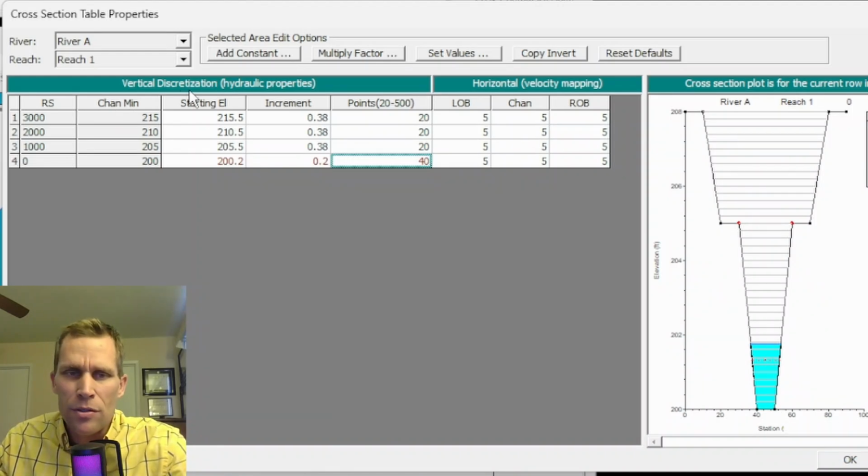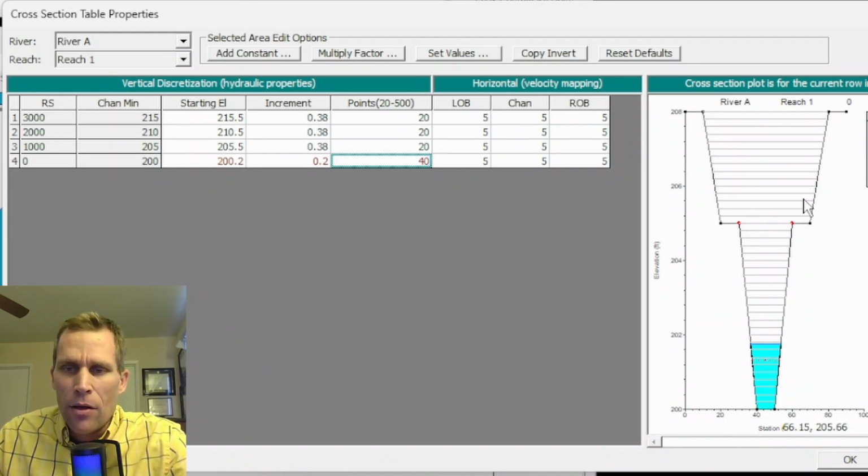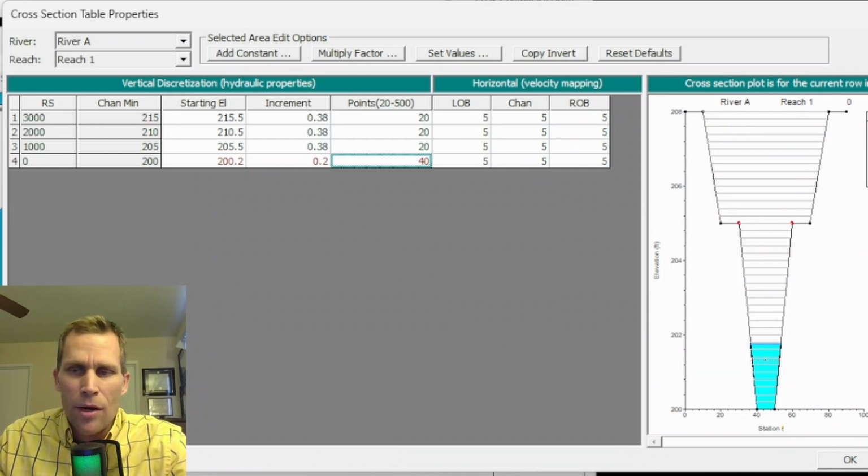So now the vertical discretization is twice as much, and the hydraulic properties tables will have less change in area and flow rate and all those other parameters that these hydraulic properties tables are used for. And that's another way to reduce the chance of instability.